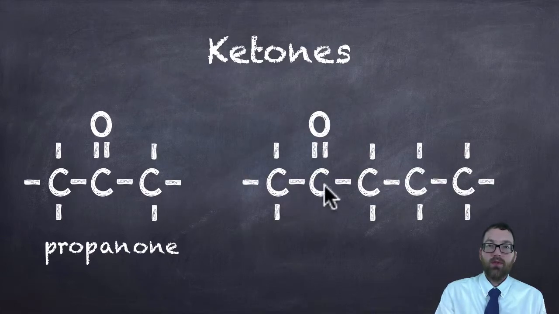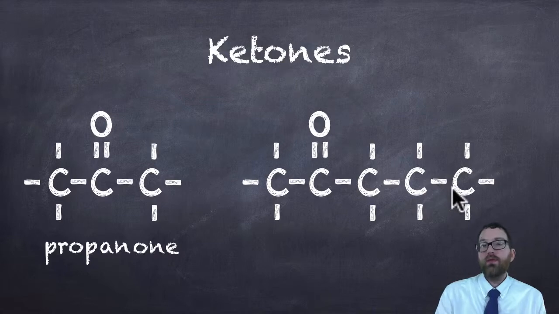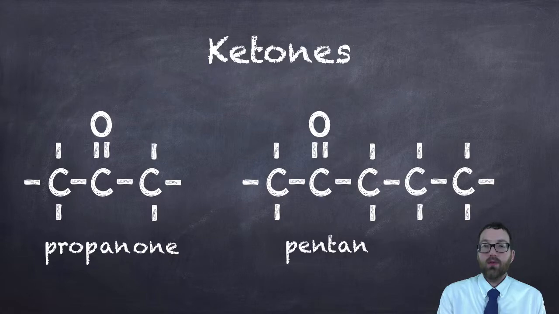I have 1, 2, 3, 4, 5 carbons in a row, so I'll use the prefix pent, and it is a ketone, so for the ending I drop the E and add "-one", and then I need to give a number to this double bond O. Now, I couldn't have had it on the 1, but it could be on the 2. This is my second carbon. If I had it over here, this would also be considered the second carbon, but I could have put it in the middle, and then it would be on the third carbon. So this would be 2-pentanone as opposed to 3-pentanone.